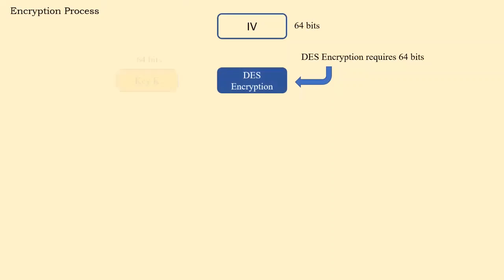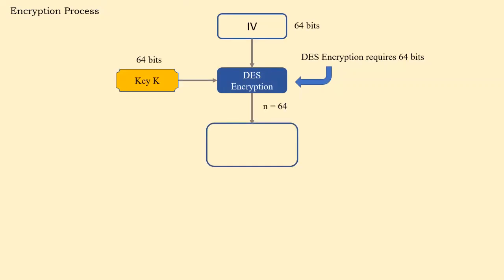There will be a key called key K which will be 64 bits, corresponding to the block cipher type. It will then be used as input into the DES block cipher along with the IV. The result is an encrypted IV with key K with the size of 64 bits.